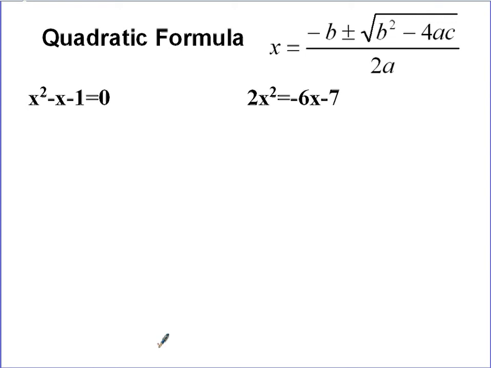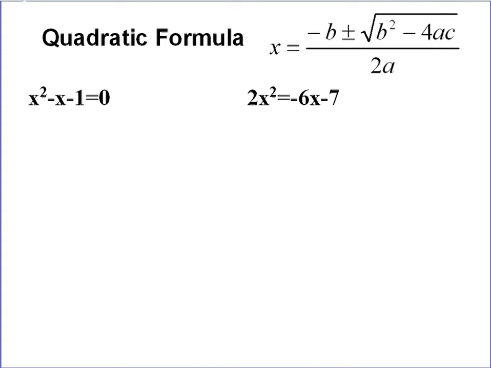Even though you don't have to think very much about doing it, it is a nice way because it's what a computer would use. And if you were programming a computer to solve a quadratic equation, you would do it by using the quadratic formula. So let's go ahead and take a look at this first one.